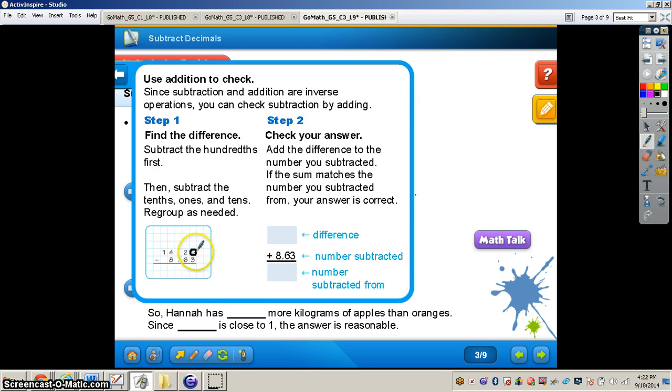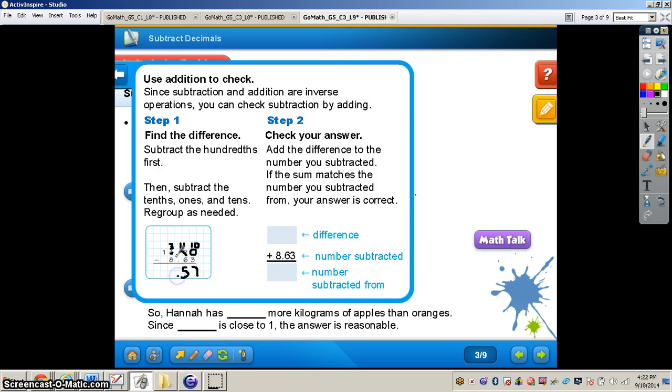Then we can subtract. So we need to regroup because we cannot take 3 away from 0. So now we have 10 hundredths minus 3 hundredths is going to give us 7 hundredths. I want you to write this down. You cannot take 6 tenths away from 1 tenth, so you need to regroup. So we're going to take 1 away from that 4, making it into a 3, and bring 10 over to the tenths place. So we have 11 tenths minus 6 tenths is 5 tenths.